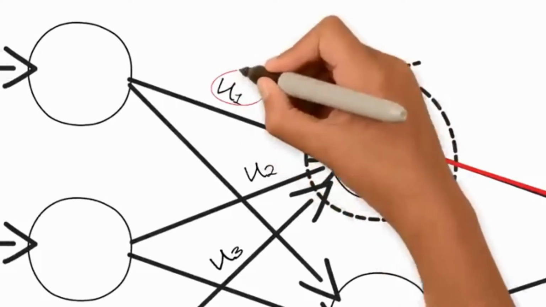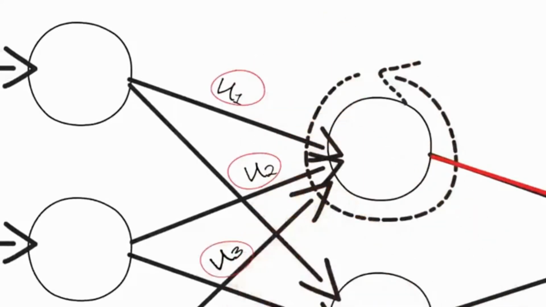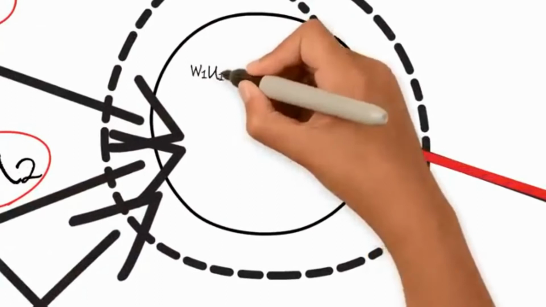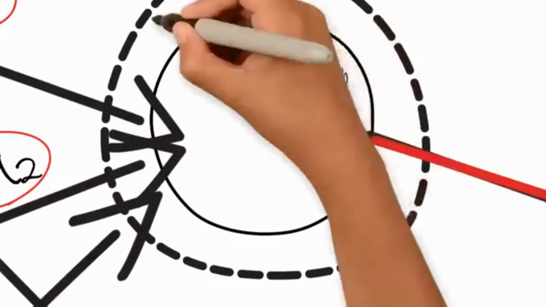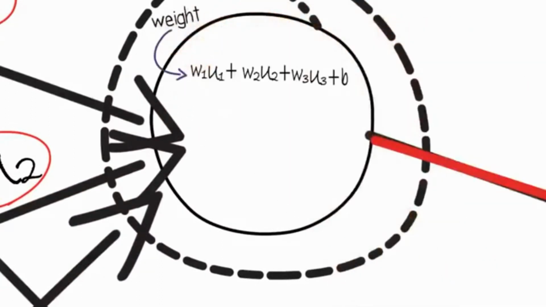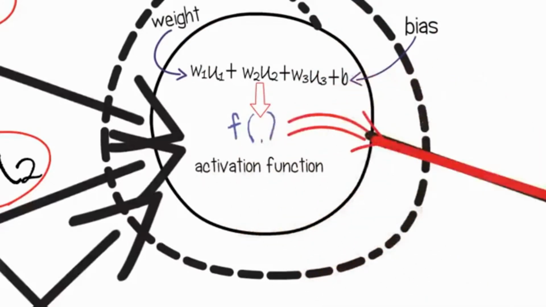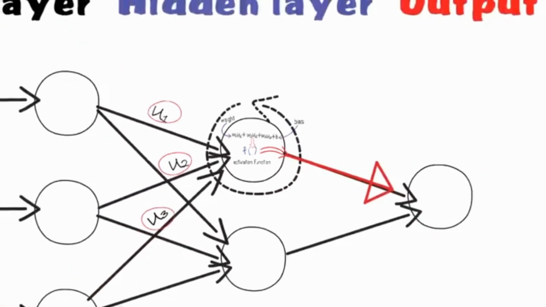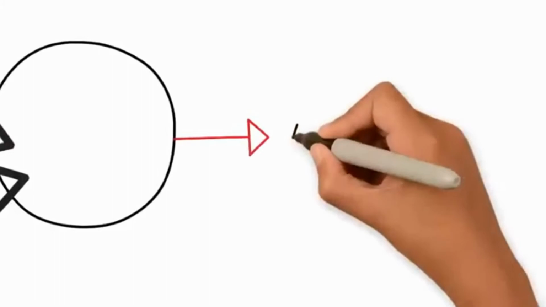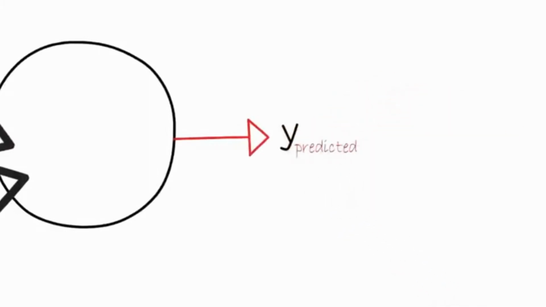A node receives information from multiple nodes of the previous layer. These are multiplied by unique weights and added together with a small value called a bias. This total is processed by a function called the activation function and leaves the node as output. This process proceeds till information reaches the output layer and leaves it as a prediction for the dependent variable.